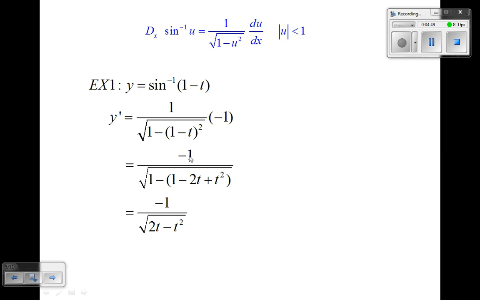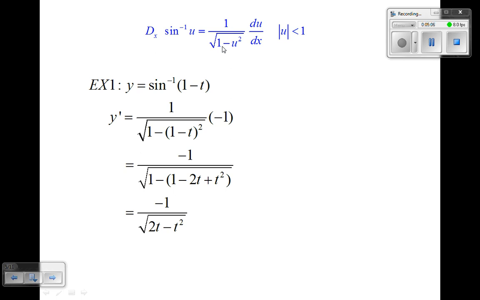And I just squared this out and combined my like terms to get my answer. The other thing I didn't really talk about before is this little part over here, the condition the absolute value of u is less than 1. They're just putting that in there to make sure that your square root comes out a positive underneath there.